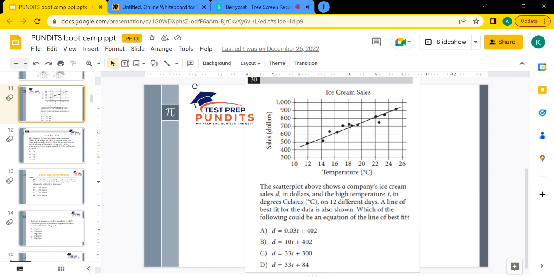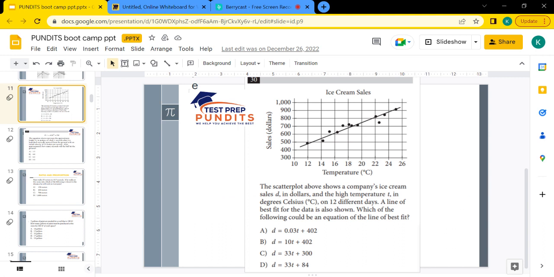This is exactly the same as the first question in the plugin method. We're going to do the exact same thing here. We're going to pick a point and see if it satisfies any of the equations, and that equation is going to be our answer. Now, this time I'm going to pick the point 22,800 since it's really close to the line of best fit shown, which means it's not going to be too hard.